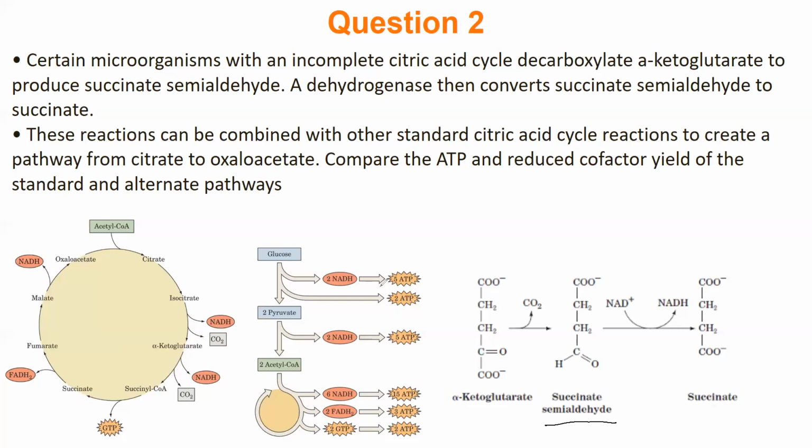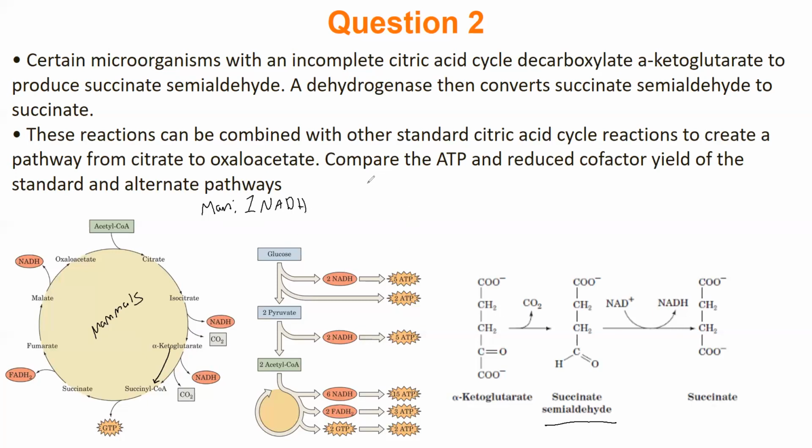Well, let's take a look at this, right? Normally in mammals and most organisms, we go from alpha-ketoglutarate to succinyl coenzyme A. From that, we get an NADH. So I'm going to put the mammal pathway, MAM, 1 NADH.